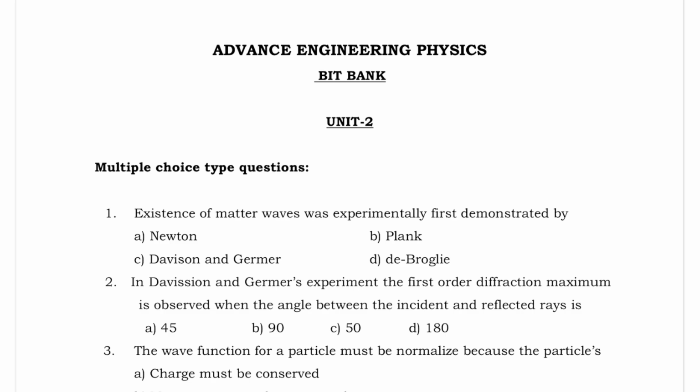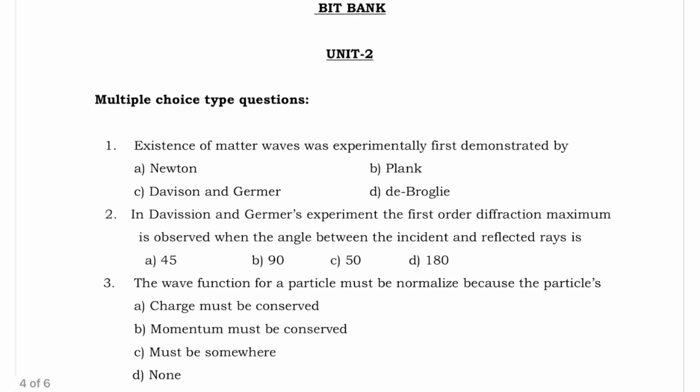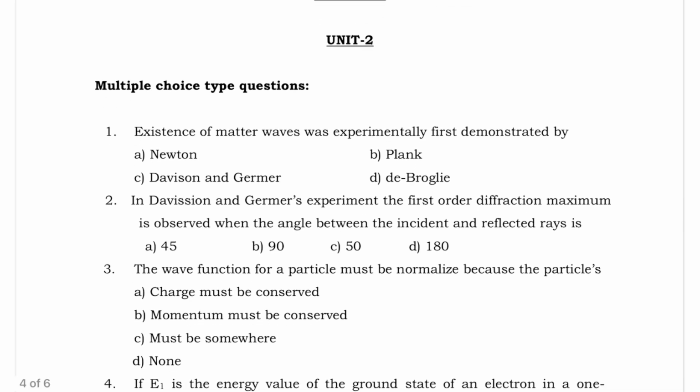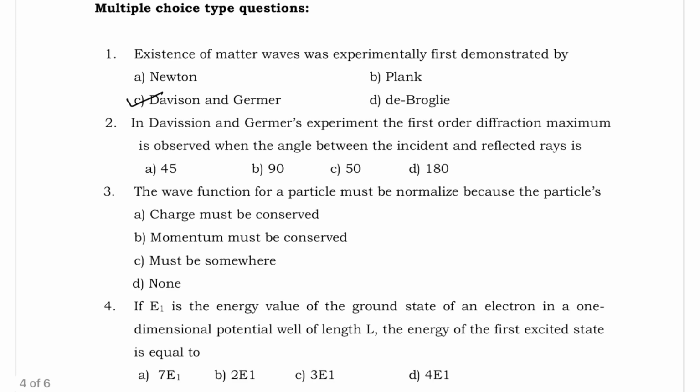Advanced Engineering Physics, Mid-Bank, Unit 2, Multiple Choice Questions. Existence of matter waves was first experimentally demonstrated by Davisson and Germer. In the Davisson and Germer experiment, the first order diffraction maximum is observed when the angle between the incident and refracted ray is 50 degrees. So at angle 50 degrees, voltage 54 volts is observed, a special property.